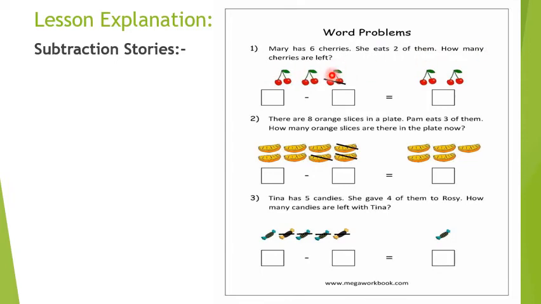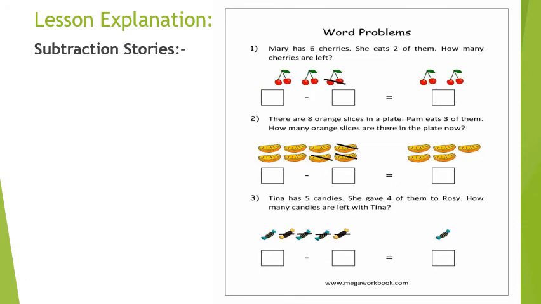Now what is the total number of cherries? 6. So open your 6 fingers, children. Now from those 6 cherries, you have to take away 2. So close your 2 fingers. So how many cherries are left? How many fingers are left? Yes, 4.